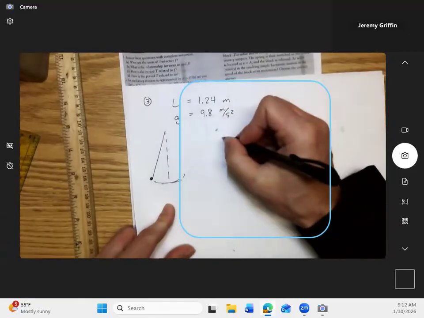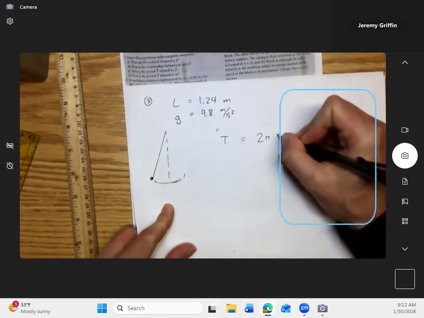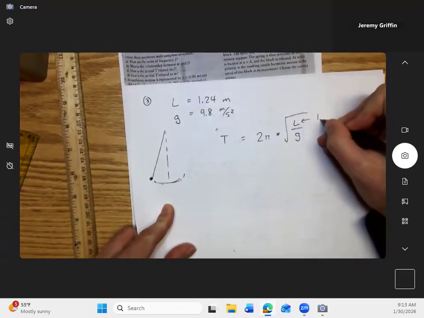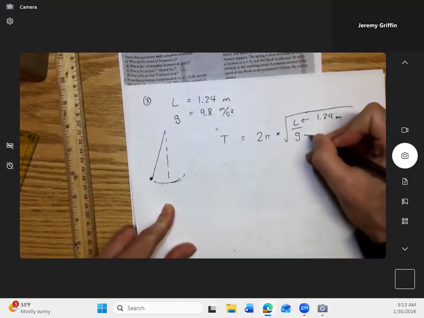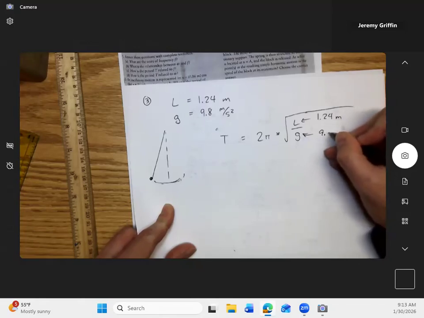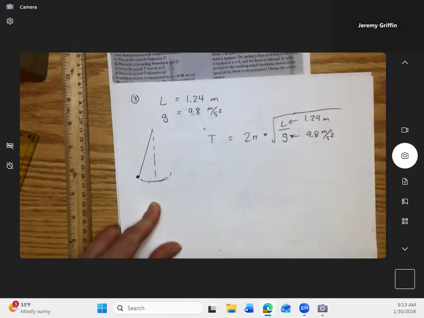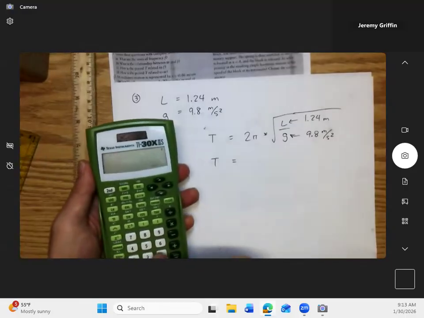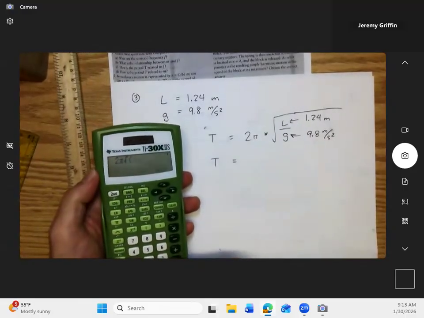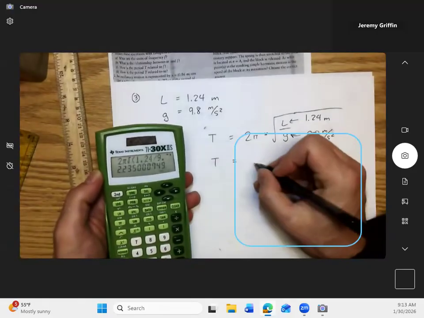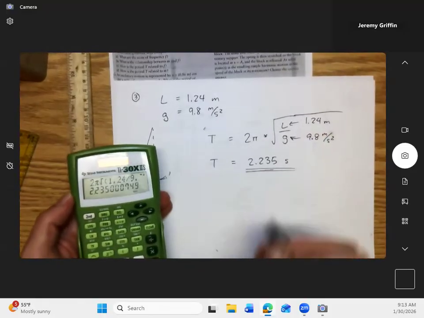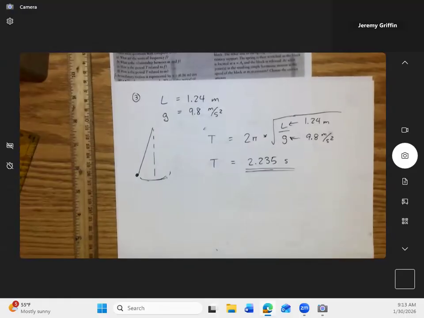So let's solve for time period first. Time period is 2 pi root L over G. L of course is 1.24 meters. We have the number. G is 9.8 meters per second squared. Okay, so that's the time period.